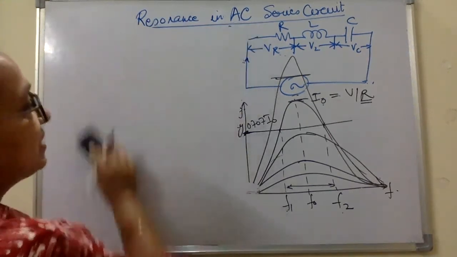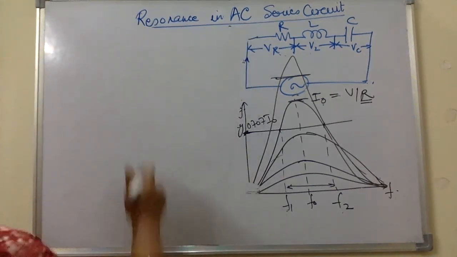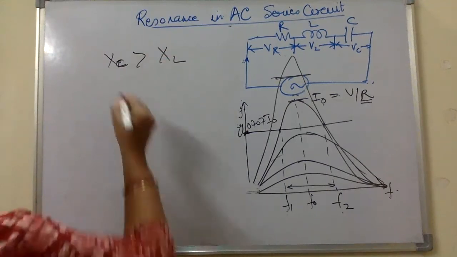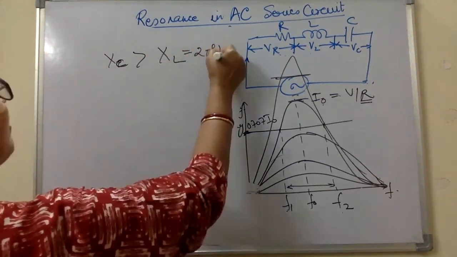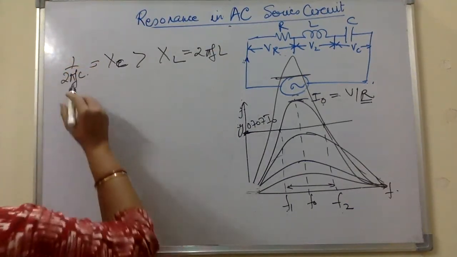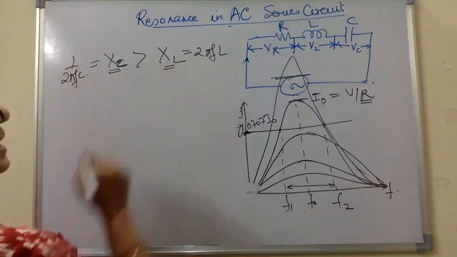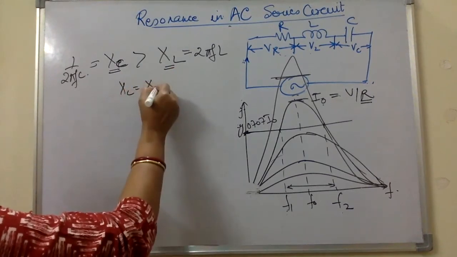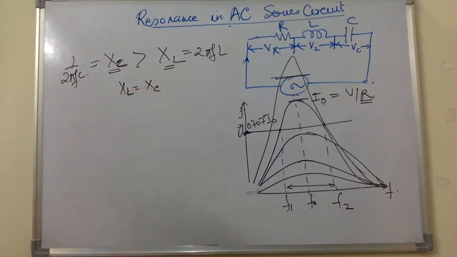Now below resonance, the capacitive reactance is greater than the inductive reactance, because your inductive reactance is 2 pi FL and capacitive reactance is 1 by 2 pi FC. So as the frequency increases, the XC reduces and XL increases. So below the resonant frequency, where XL is equal to XC, the capacitive reactance is more. Therefore, the circuit will be capacitive in nature and the current will be leading the voltage.